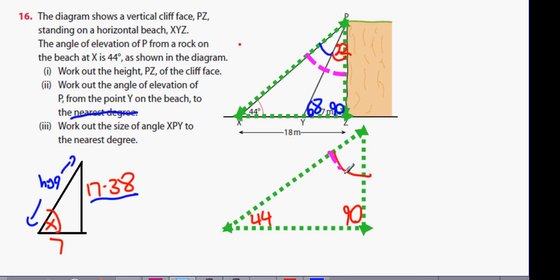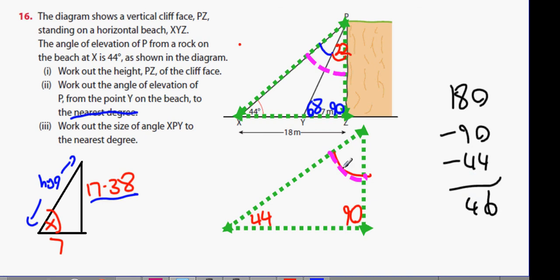What is it? Add them up and take them away from 180. And what do we get? Now lads, the full angle is 46. This part of it is 22. What does that leave left? 24. It's 24. Everybody happy with that? Okay, moving on.